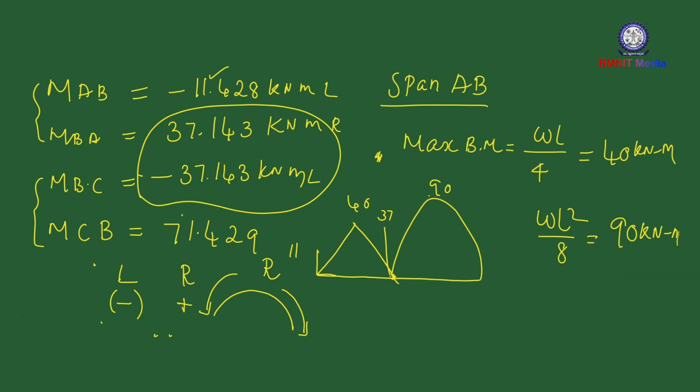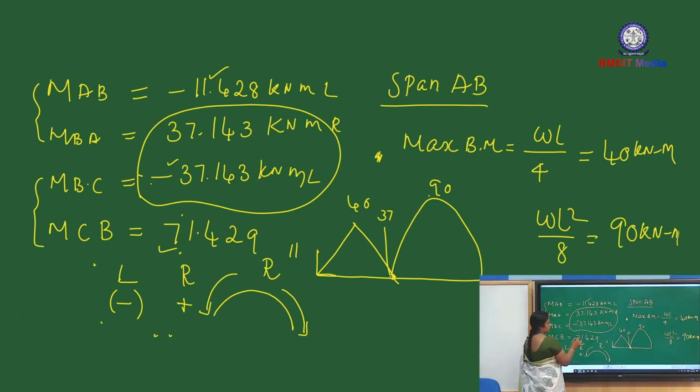For BC, this is the left side and this is the right side. Left side anti-clockwise moment, right side clockwise moment means we have to draw above the baseline. So this also matches our sign convention. Minus 37 at the same point, and here 71.429. Now connect this.